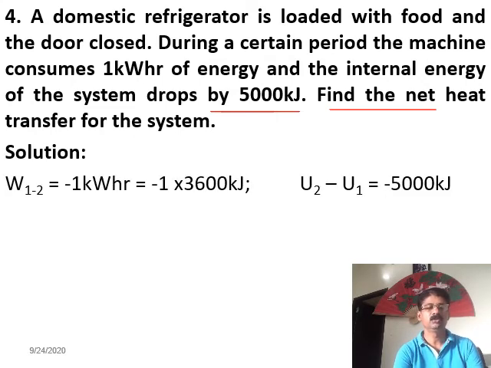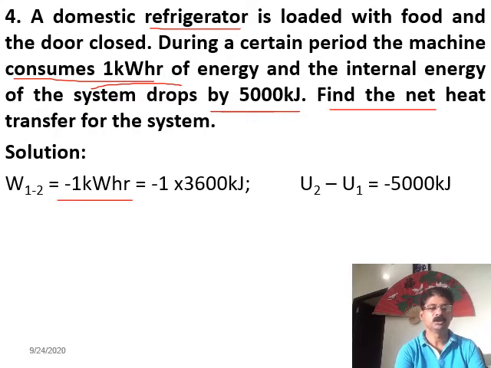So W122, you know it is a refrigerator. A refrigerator is a work absorbing device, so it is consuming work. That means work should be taken as negative because work is done on the system. So it should be taken as minus 1 kilowatt hour. Kilowatt is nothing but kilojoules per second, so you have to multiply by hour. An hour is 3600 seconds, so that second gets cancelled.